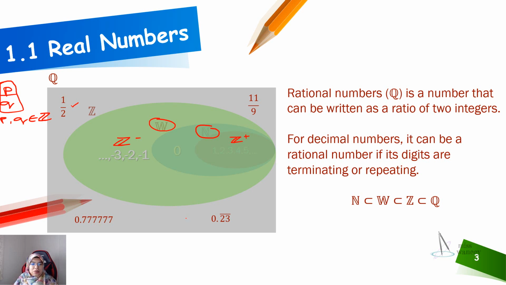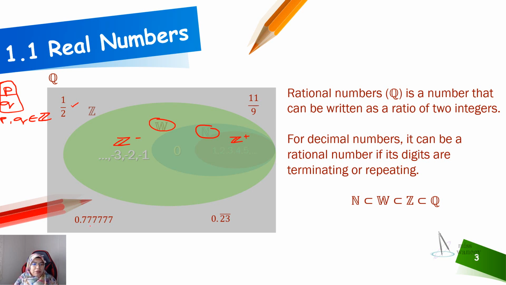Okay, so for these two, both of them are actually decimal numbers, so let us refer to over here. For decimal numbers, it can be a rational number if its digits are terminating or repeating. So what do we mean by its digits are terminating? It means that it will stop after a few decimal places.